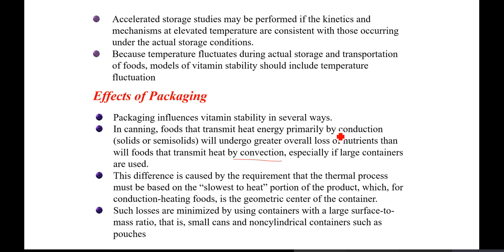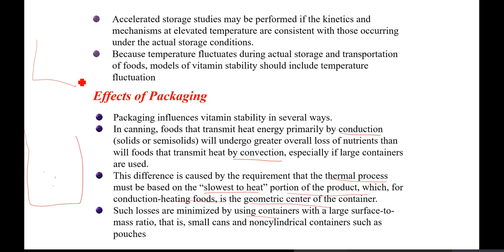So whether it is conduction or convection transmission of heat energy, the difference is caused by the requirement that the thermal process must be based on the slowest to heat portion of the product, which for conduction heating food is the geometric center. Like for example, in the autoclave I'm heating, so the heat should reach the center point of the container that I'm using. Such losses are minimized by using containers with a large surface.